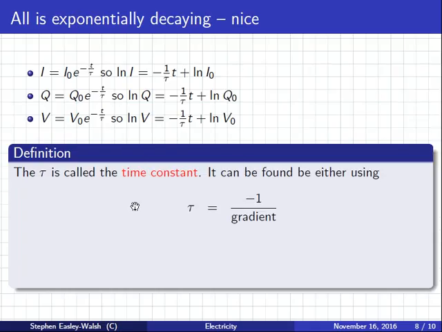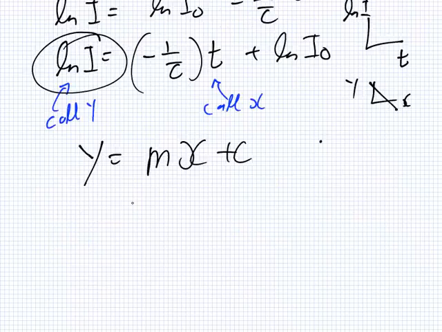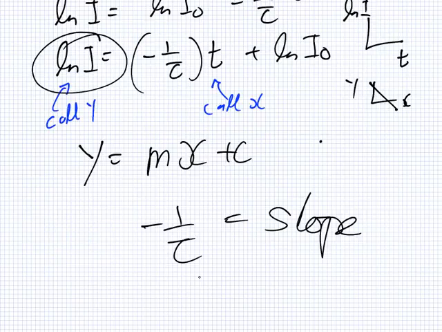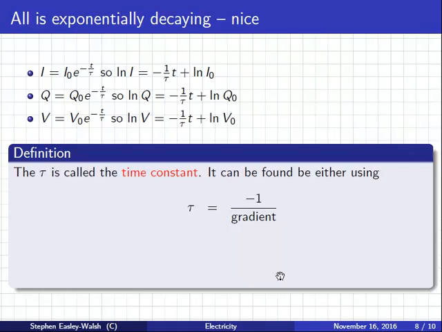And if 1 over tau equals the slope, then what will tau equal? Minus 1 over the slope. Like this. And there's a second formula for calculating tau. Tau actually equals the resistance in the resistor multiplied by the capacitance of the capacitor. Both formulas are very useful.